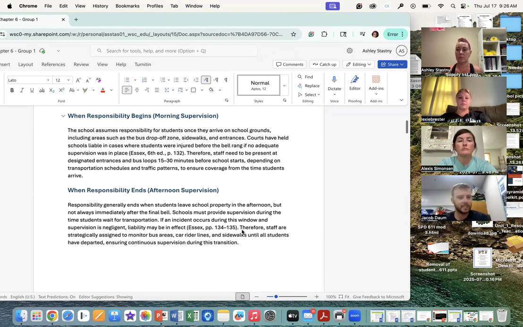However, that still doesn't mean that if pickup time's 5 o'clock and you're not there at 5 o'clock, staff can just walk away. Even though they've signed off on it and they know what that pickup time is, we still have a duty of care to make sure that those kiddos are safe.